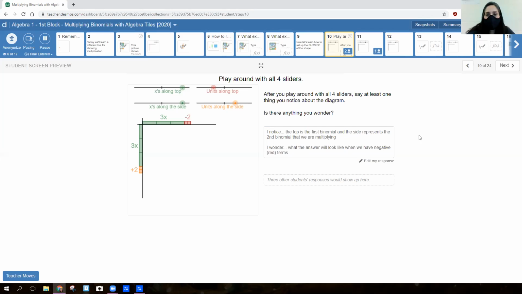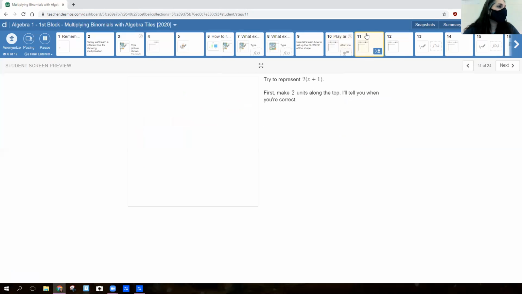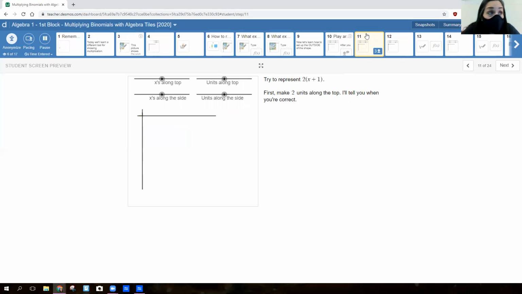When you're all set with that, go ahead to slide 11. And there's no right or wrong answer with this current slide, slide 10. It's just, what do you notice and what are you wondering about? That's all. All right, slide 11.